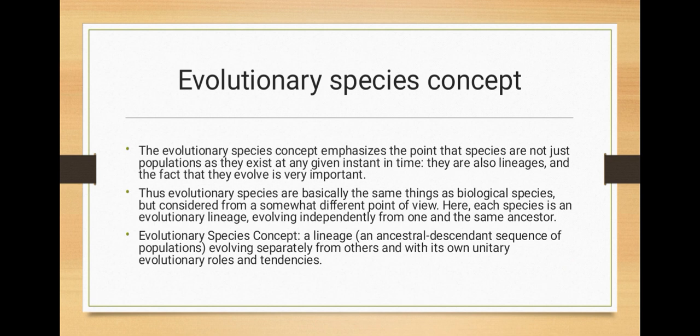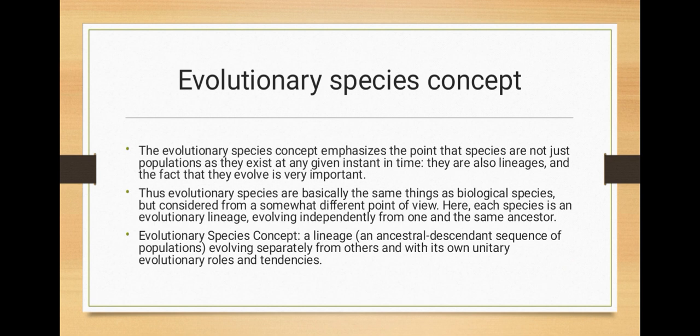The evolutionary species concept emphasizes the point that species are not just populations as they exist at any given instant in time, they are also lineages, and the fact that they evolve is very important. These evolutionary species are basically the same things as biological species but considered from somewhat different point of view. Here, each species is an evolutionary lineage evolving independently from one and the same ancestor.